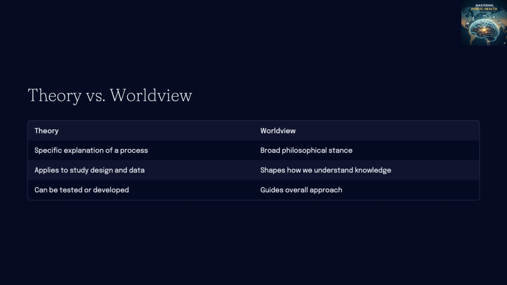Theory versus worldview. Don't confuse theory with worldview. Worldview is your general orientation, for example, constructivist or pragmatic. Theory is the specific model used to explain relationships or processes in your study. You can have a constructivist worldview and still choose different theories depending on your research focus.